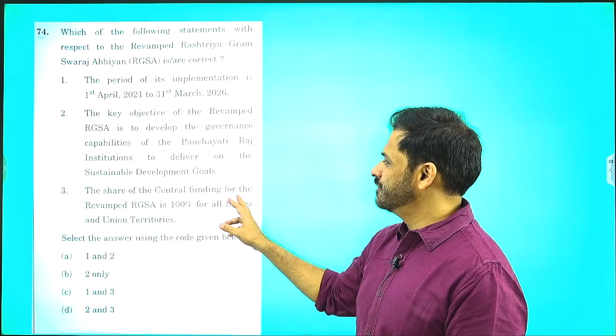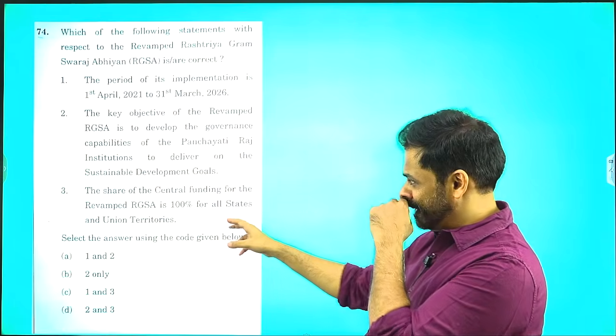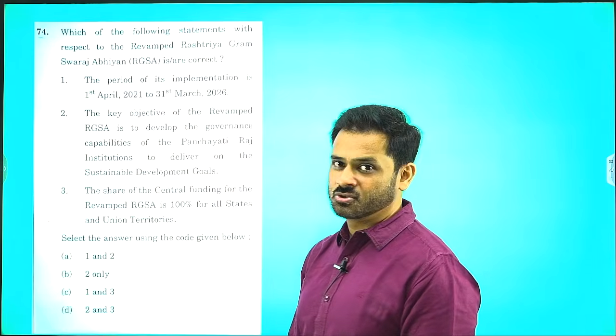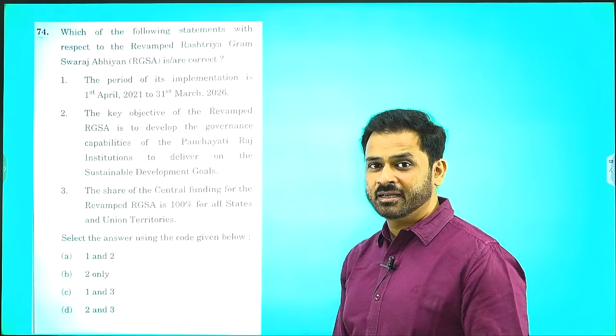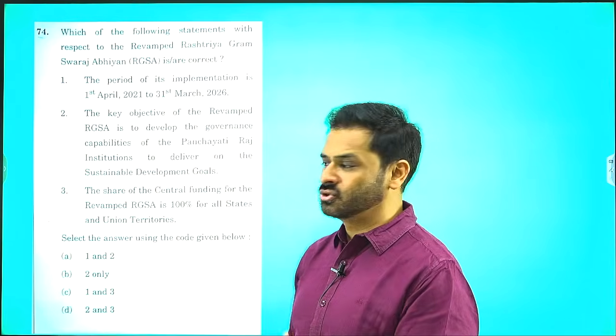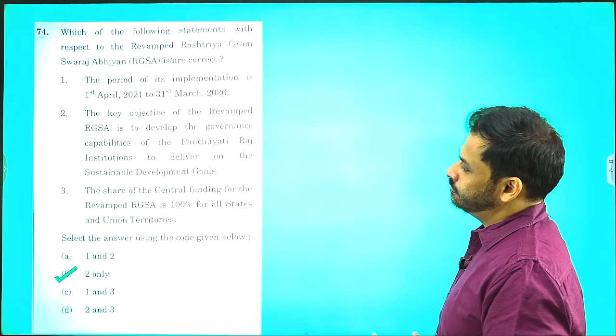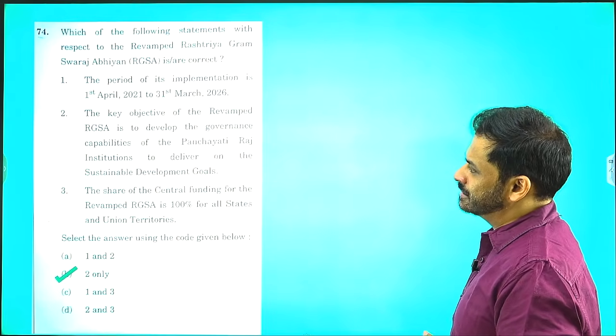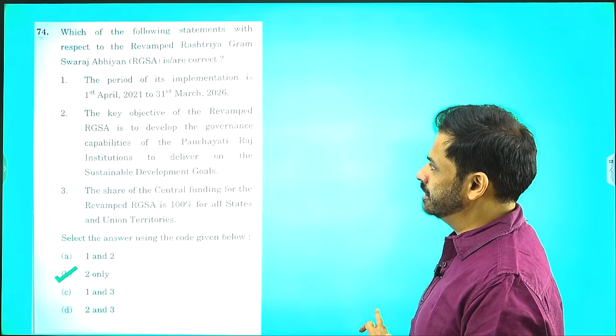The share of central funding for the revamped RGSA is 100%. That's not correct. It's 60 is to 40, and for hilly and northeastern states, it is 90 is to 10. So the answer is B. Only the second statement is correct. The first and third are wrong.